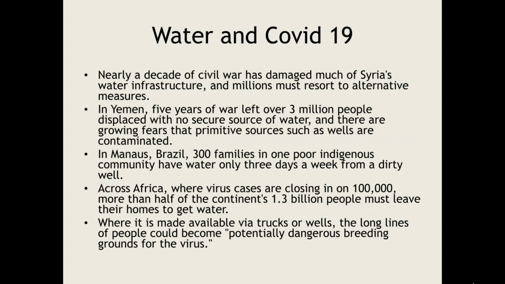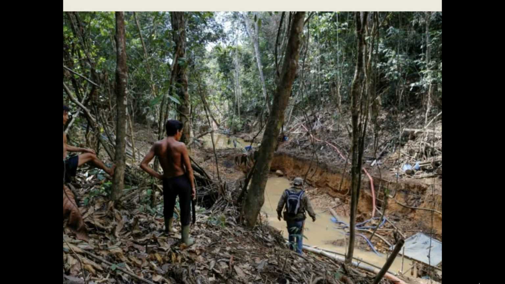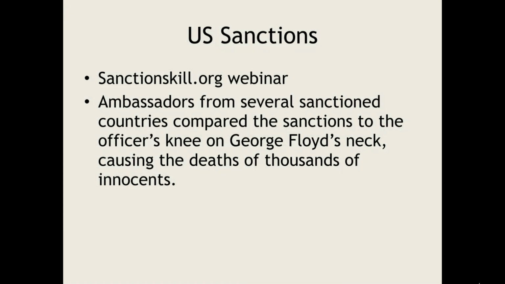Again, water and COVID-19. Water is a huge issue. In Africa, 1.3 billion people must leave their homes to get water. In the Amazon, I'll show you a picture. The mandatory lockdown and its enforcement in the cities has left the region more vulnerable to illegal extractivist industries. There was some concern about some missionaries who wanted to get to these tribes which were isolated. I don't know if they were able to stop or not, but you can see that the people are dealing with people coming in trying to steal the resources, the wood, and probably drilling for oil.